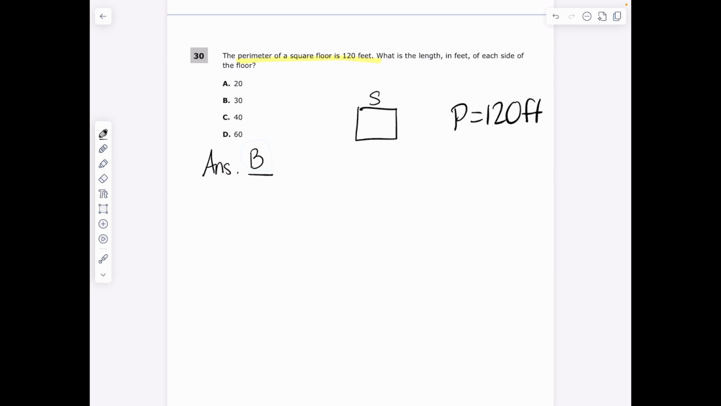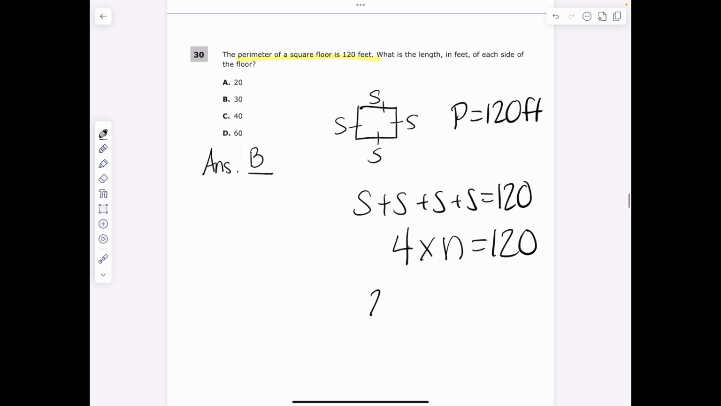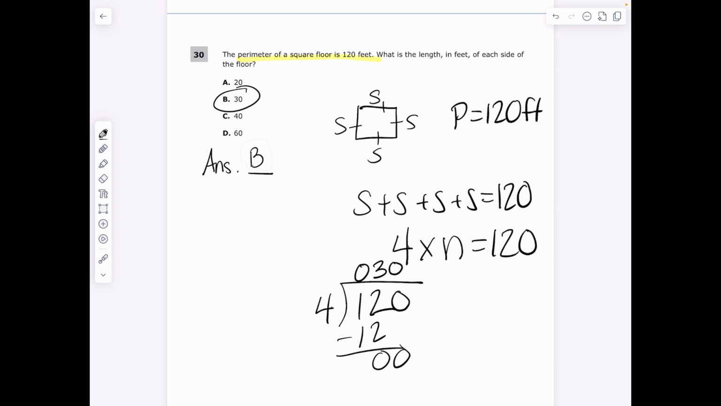Because this is a square, I know all sides are the same. So I have the same number added up to get to 120, or 4 times some number gives me 120. So I can just divide 120 divided by 4, and that gives me 30. And that's it. So 30 plus 30 plus 30 plus 30 gives me 120. Hit pause and jot this down into your notes.